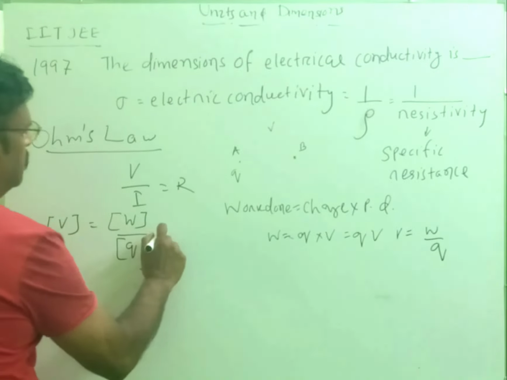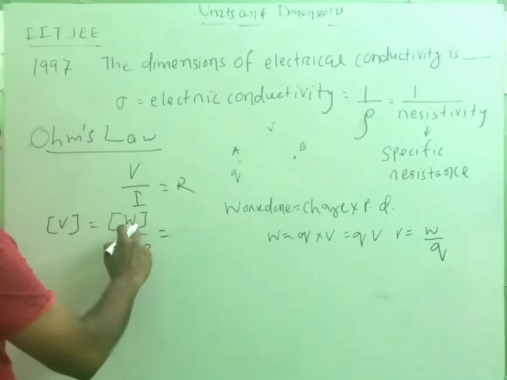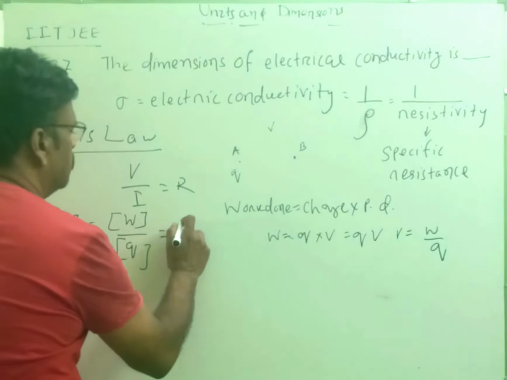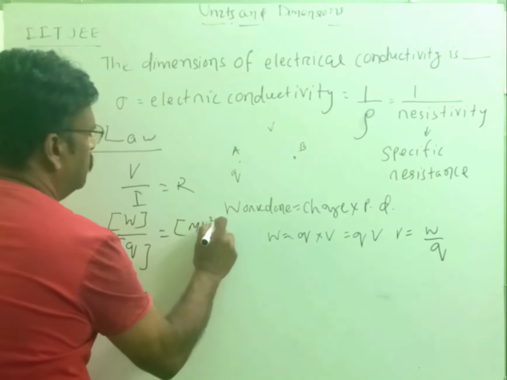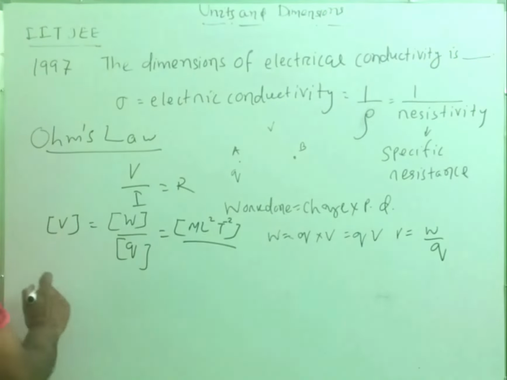And what is W, students? Work is force into distance. What is force? MLT minus 2, and distance is L. So the dimensions of work is ML2 T minus 2, and that of charge, you know, current I is equal to Q by T, the time rate of flow of charge, or how much charge flows in 1 second gives us the current at that point.